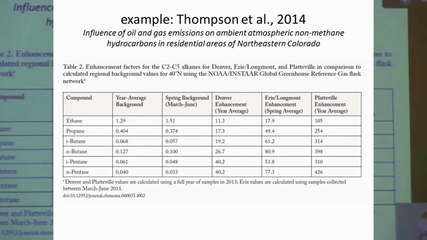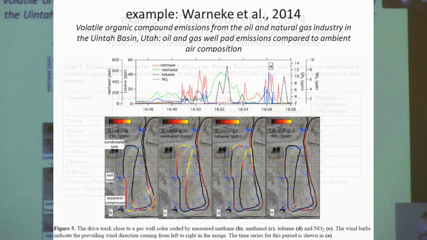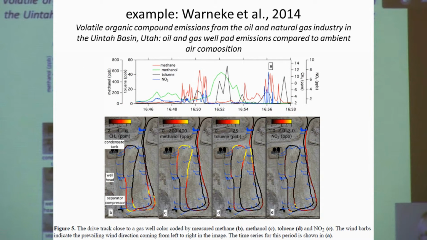So this is an enormous hydrocarbon mixing ratio. You don't see any numbers like this on the far right in Platteville in urban areas. Now this is an example from Warneke's paper, also came out just a few months ago, where they are driving a mobile lab around Colorado and Utah, and they can go relatively closely to well sites.